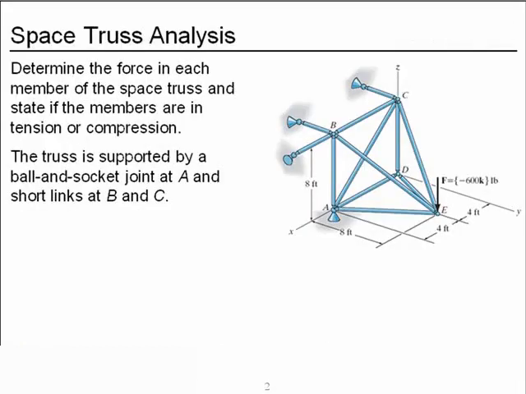Here's our space truss. We're going to determine the force in each member and state whether that member is in tension or compression. It's supported by a ball and socket joint here at A and short links here at B and C. If you remember from statics, a short link means that there's only force applied in the direction of the link. So even though there's a ball and socket back here, we'll only get reactions in the direction of the short link at B and C.